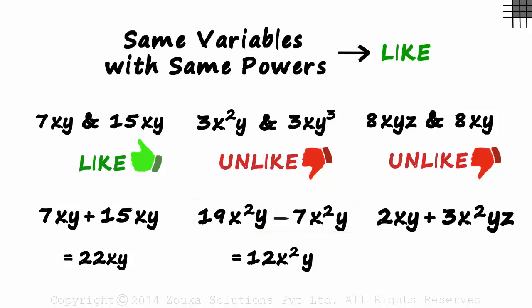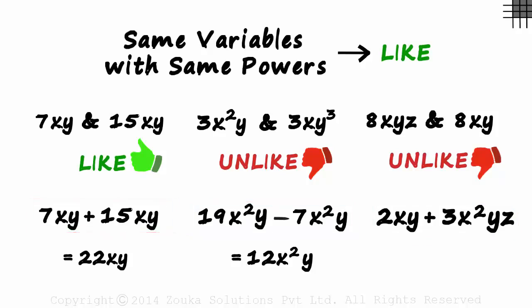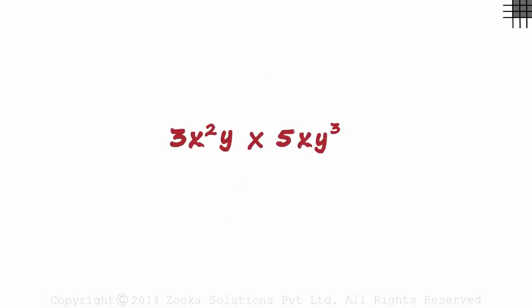Try and simplify this one. We cannot reduce this expression further as they are unlike terms. So we can add or subtract terms if they are like. What about multiplication of terms? Look at this example. 3x squared y times 5xy cubed.